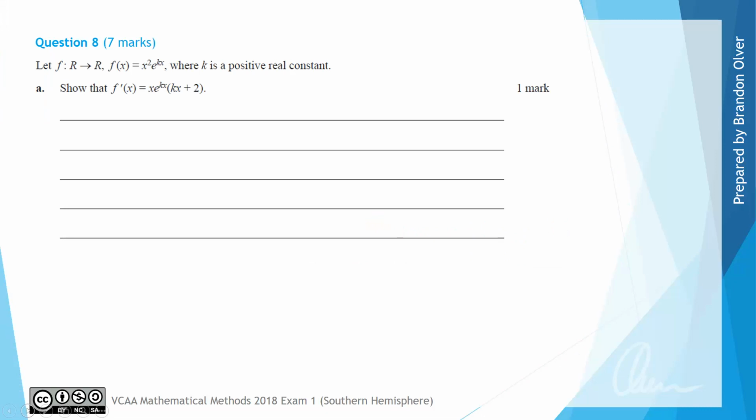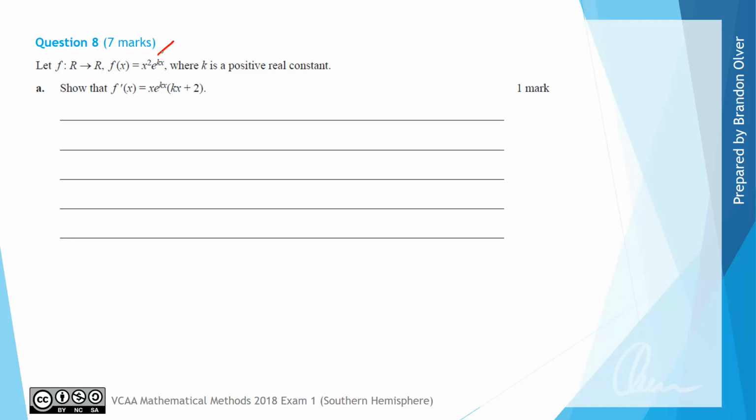So for question 8, we have a function with the domain of all real numbers and a rule f of x equals x squared e to the power of kx, where k is a positive real constant. We're asked to show that f dashed of x, the derivative, can be written as x e to the kx times (kx plus 2).